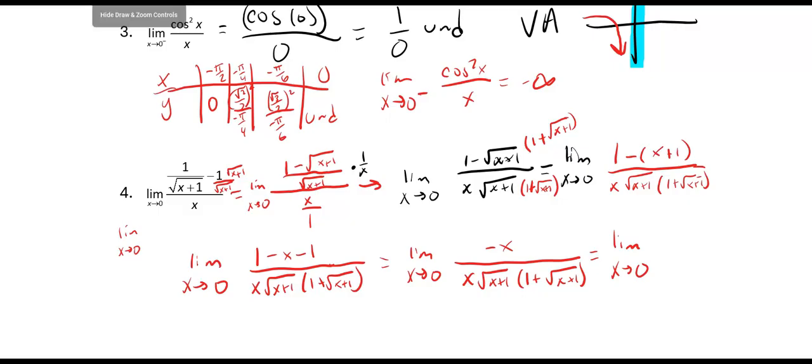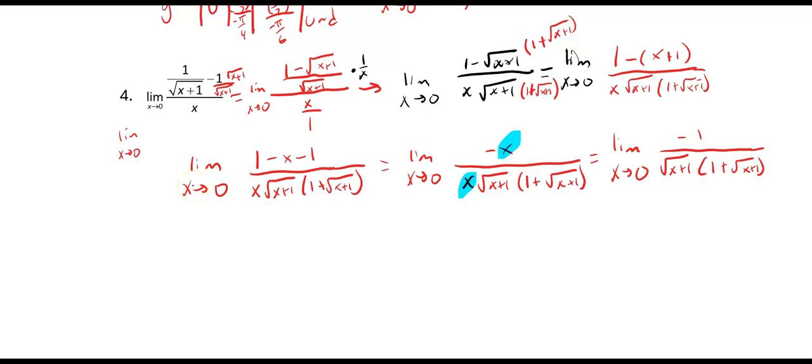Oh, by the way, let me save a step. That x and that x cancel. So I just have negative 1 all over this radical times 1 plus this radical. And then we'll simplify from there.